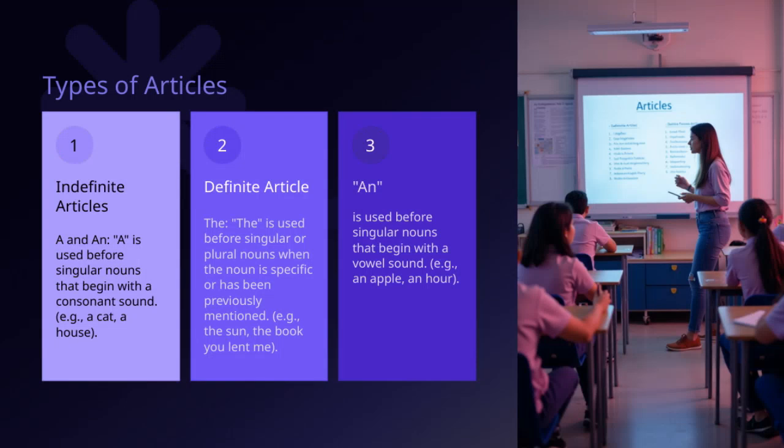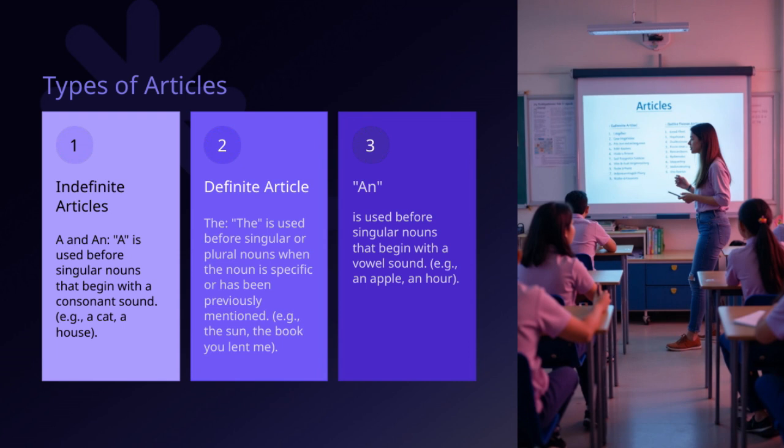Now let's look at the use of the indefinite articles, a and an. A is used before singular nouns that start with a consonant sound, like a cat or a house. On the other hand, an is used before singular nouns that begin with a vowel sound, such as an apple or an hour. It's important to remember that the choice depends on the sound, not necessarily the letter.